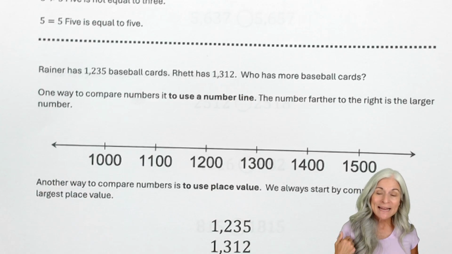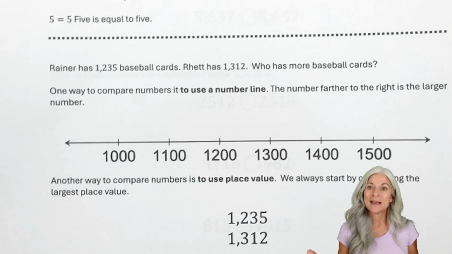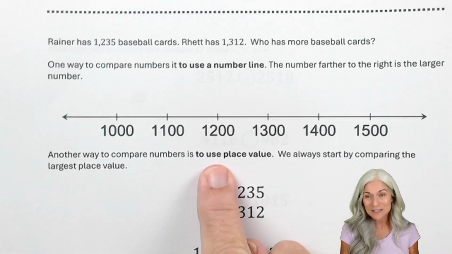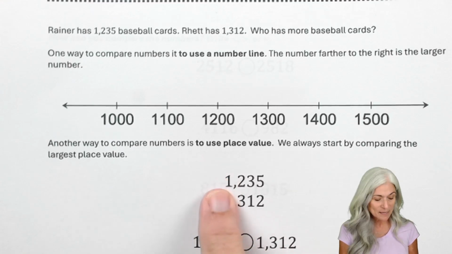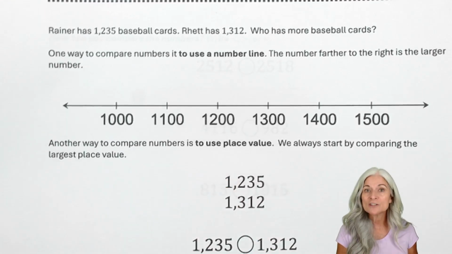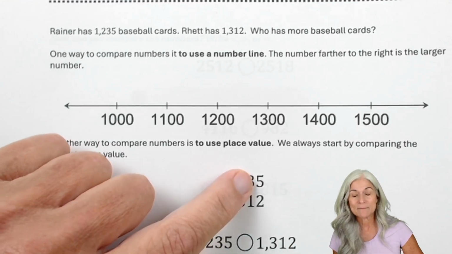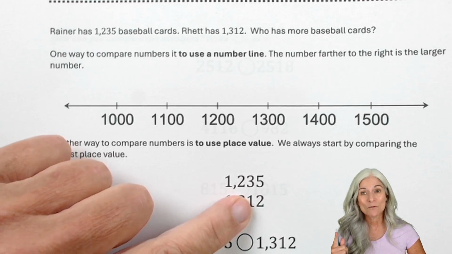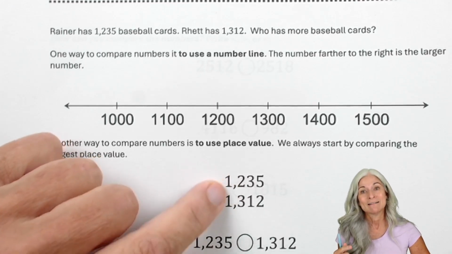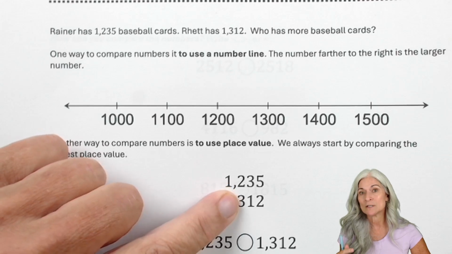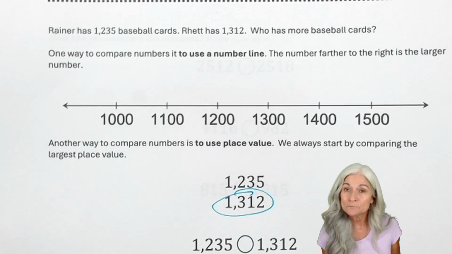Now, you may have learned it the way I did many, many years ago, which was that we compare numbers using place value. I did not learn thinking about a number line. We look at the place value here. We start with the largest place value. That's key for the students. If they start with the smallest, they may say, well, 5 is greater than 2, that's in the ones place. I always have to start with the largest, the thousands. Well, those are the same. And then I go to the hundreds. Okay, 3 is greater than 2, so 1,312 is greater.